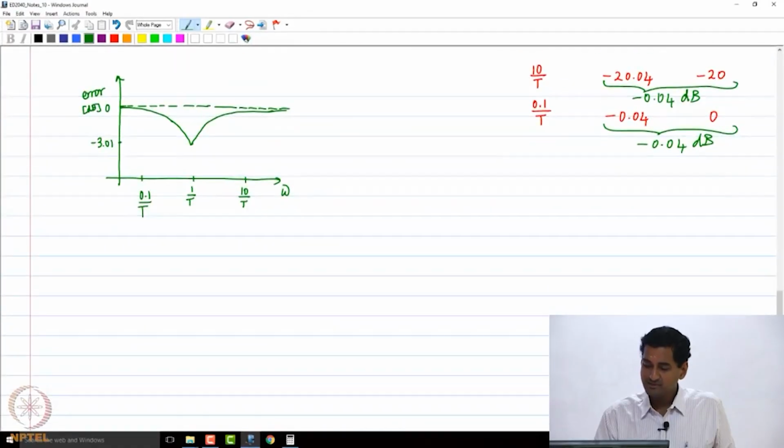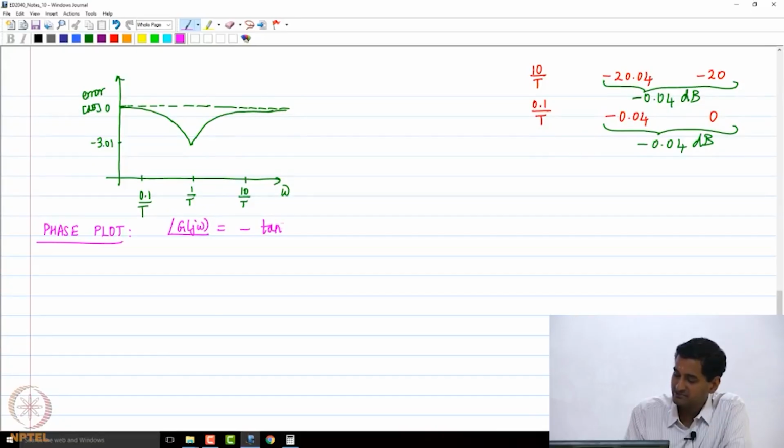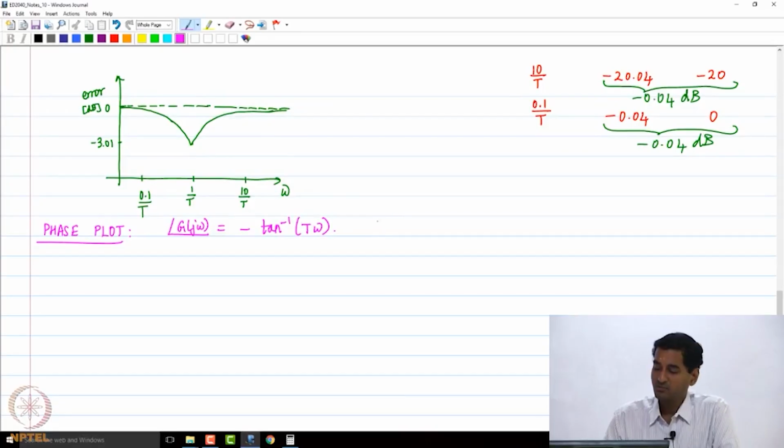So now let's come to the phase plot. So what do you think will happen to the phase? Please note that the phase of this particular factor is going to be minus tan inverse of T omega, right? So what do you think happens to the phase? If you calculate the phase of g of j omega versus omega, what's going to happen?